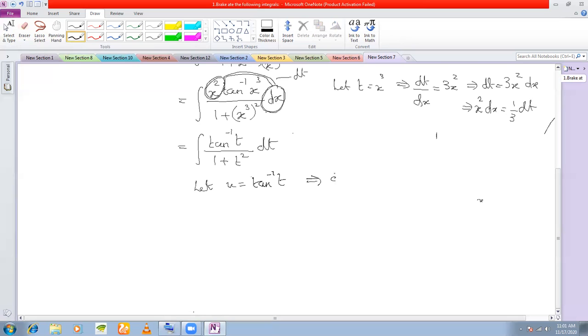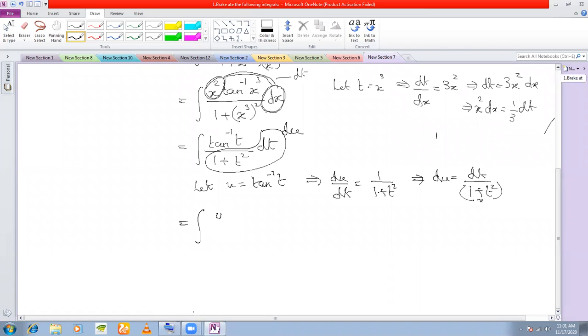Okay, so you get du/dt is equal to 1 by 1 plus t square. That means du you get as dt by 1 plus t square, just as in the first integral we had done. Okay, now dt by 1 plus t square, this part becomes your du, right? So this becomes the integral of tan inverse t, which is u, and dt by 1 plus t square becomes du. So this is u du. So this is half of u square plus c.